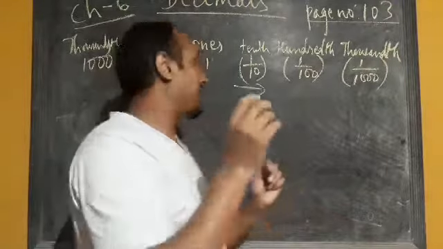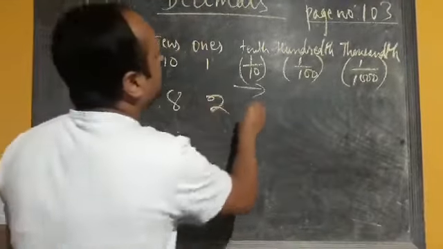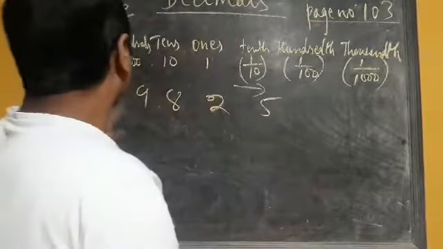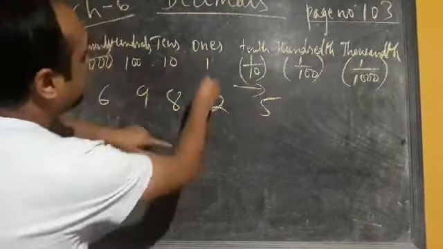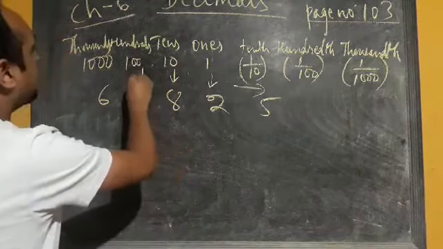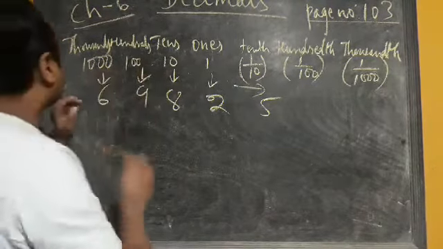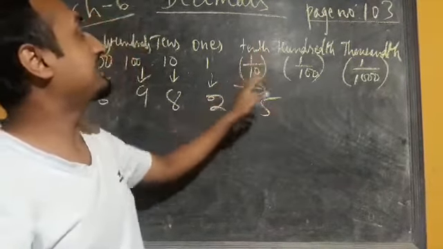Now suppose I'm writing one number: 6, 9, 8, 2, 5. In this number, in the ones place we have 2. In the tens place we have 8. In the hundreds place we have 9. And in the thousands place we have 6. But what about this 5? 5 is in the tenth place.